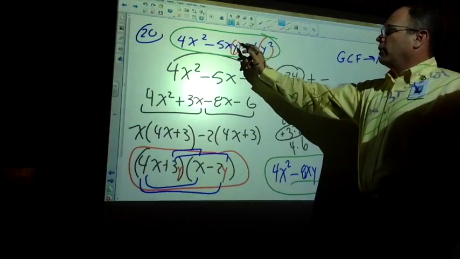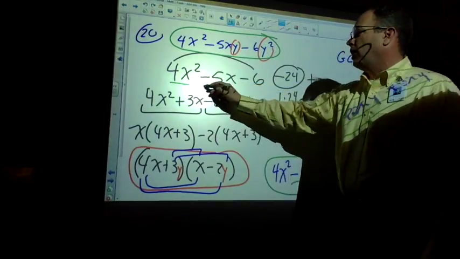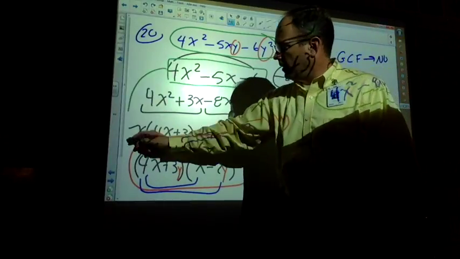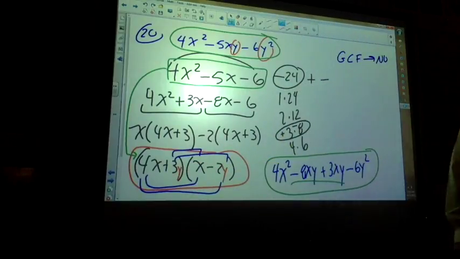So if your second and your third term has the y in it, ignore it for right now. Factor how you know how to factor. Once that factors down, put the y's at the very last spot on each of the binomials. It'll work every time.